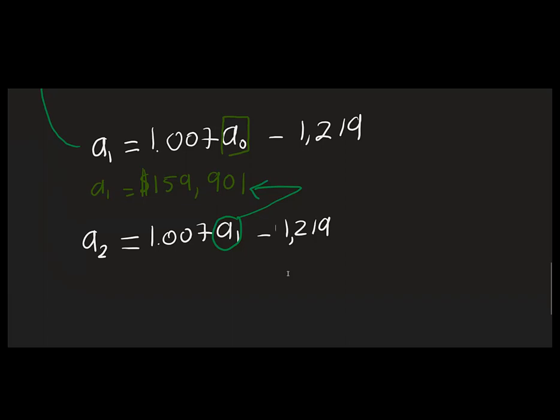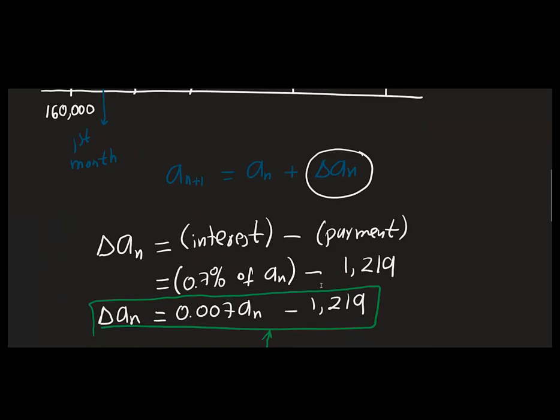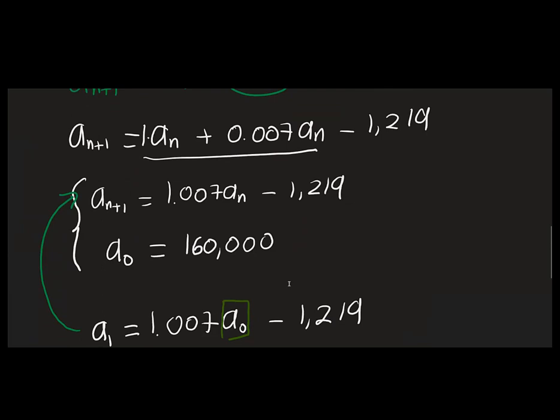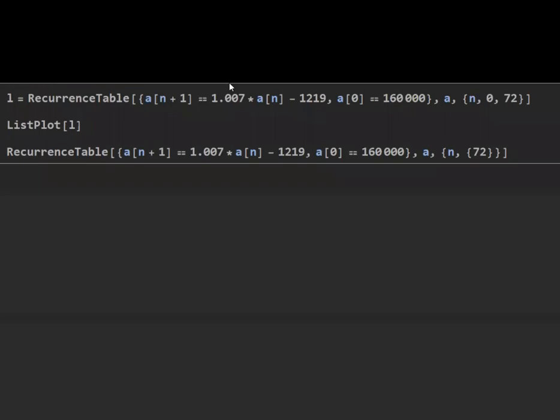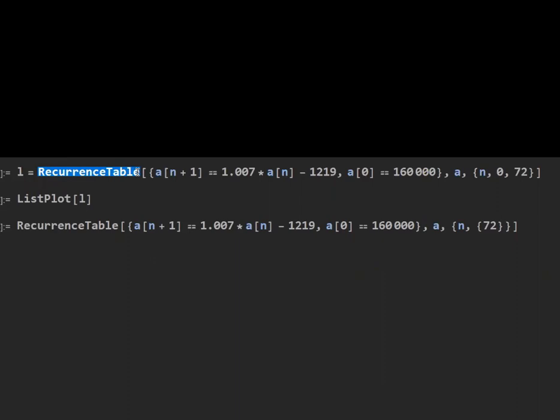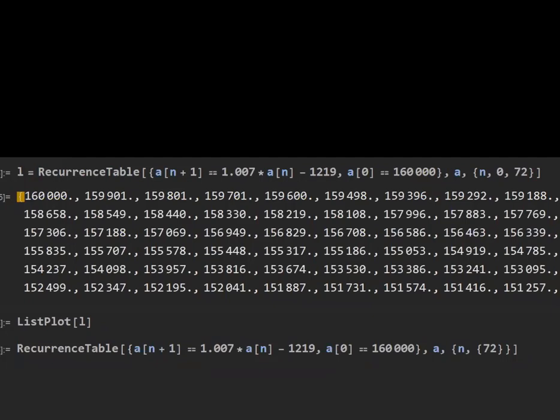Of course, we're not going to do this by hand because it's going to be long, up to the 72nd payment. So we're going to use Mathematica for that. What I'm going to do now is show you the Mathematica code that I have here. It's the same thing we did in the last class, the recurrence formula. Inside here, I have the recurrence formula, which is a(n+1) = 1.007 a(n) - 1219. The initial value is 160,000. Our sequence is A, and we're going to go from 0 to 72.